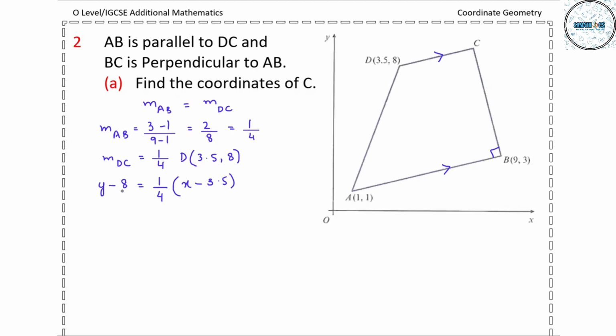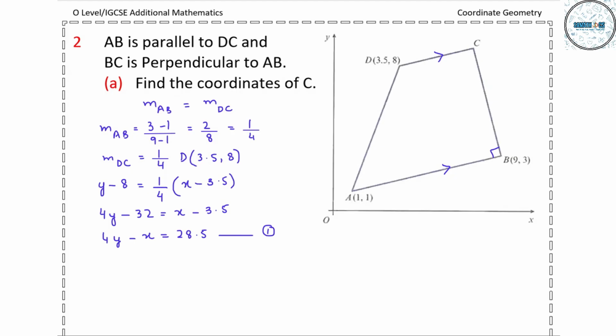Now we'll do cross multiplication. 4 is to be multiplied by y and by 8, so it will become 4y minus 32. Then 1 is to be multiplied by x and by 3.5, so it will remain the same, x minus 3.5. Finally, we will have an equation for 4y minus x is equal to, we will take this 32 on that side, so it will become plus 32. Minus 3.5 plus 32 will give the result as 28.5. So this is equation 1.